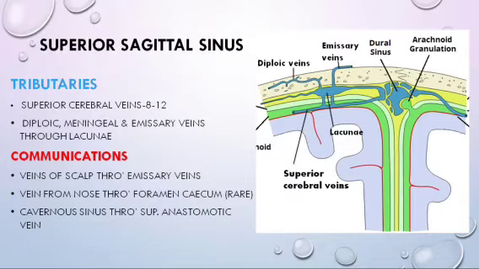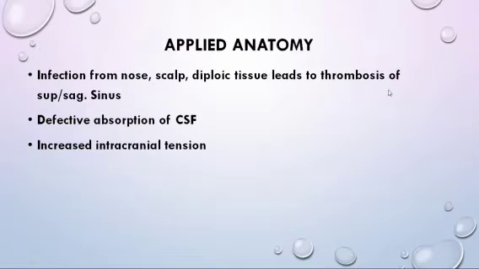From the nose, the infection will spread to the superior sagittal sinus. From there, it may even go to the cavernous sinus. From the scalp, the infection will, through emissary veins, spread down to the cavernous sinus through the superior sagittal sinus. So this is the main applied aspect of the superior sagittal sinus.